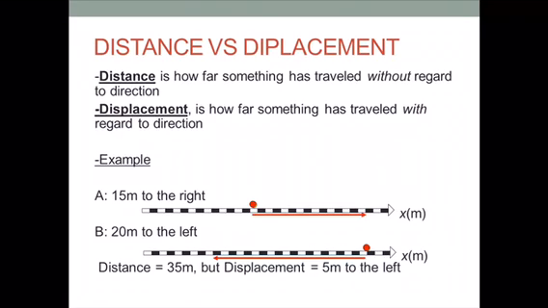Let's look at an example. In this situation we have movement A and movement B. In movement A, the red ball moves on a line 15 meters to the right, and in move B it moves 20 meters to the left. The total distance traveled by the red ball is 35 meters, 15 plus 20. However, its displacement is 5 to the left. It's important to indicate the direction, as displacement is a vector and must contain a direction.